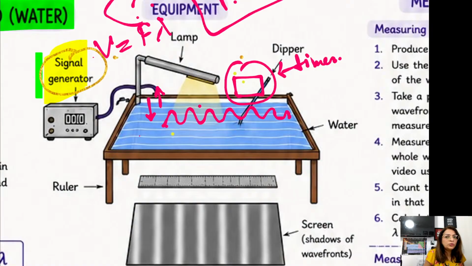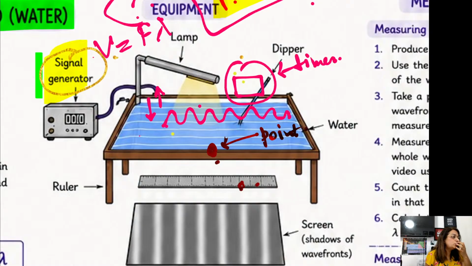If you want to count the number of waves in 1 second, is it possible or is it difficult? Just say possible or difficult in the chat. Shall I repeat my question? If you want to count the number of waves per second through a point, this is the point I want to find, is it possible or difficult? Very good. It is difficult, right?